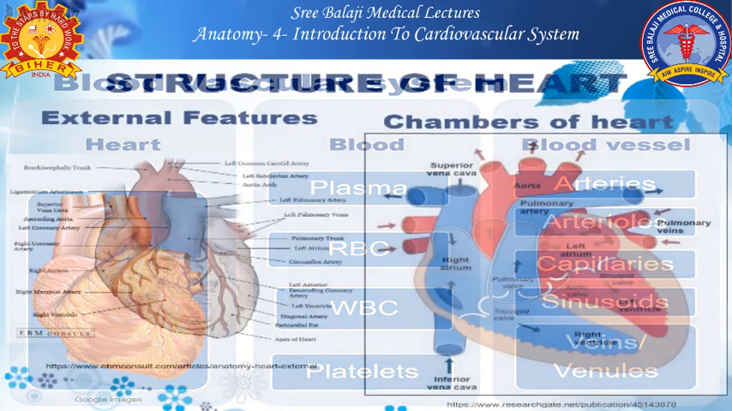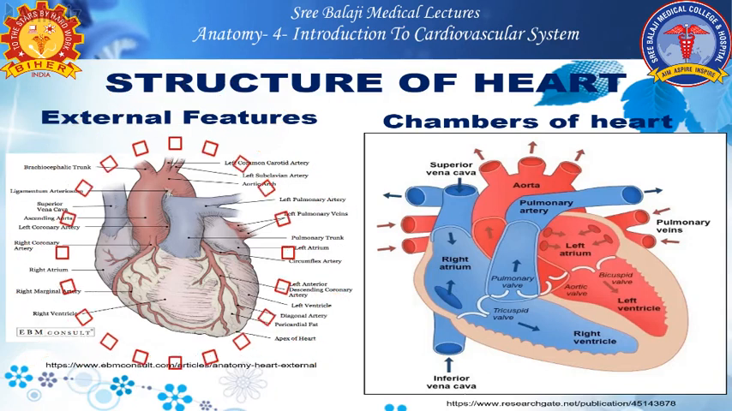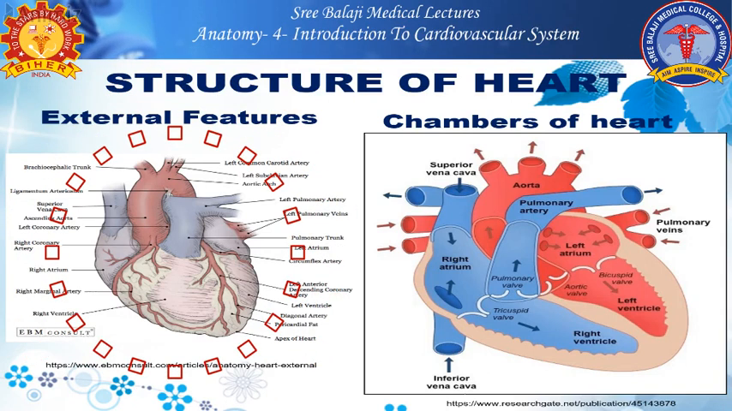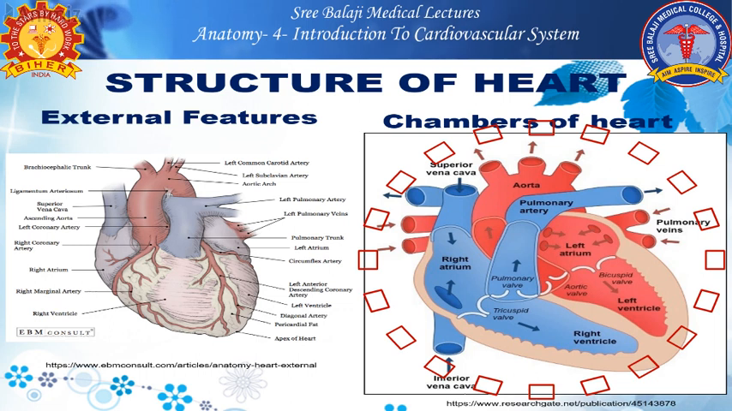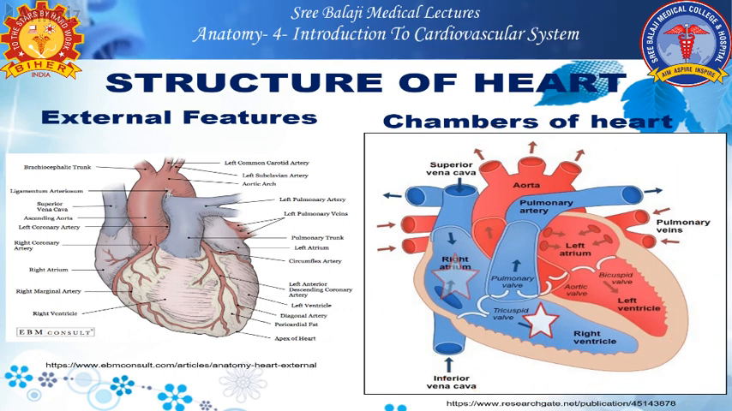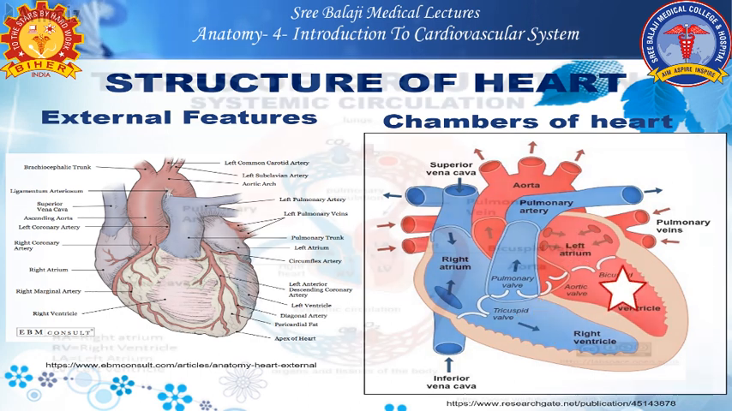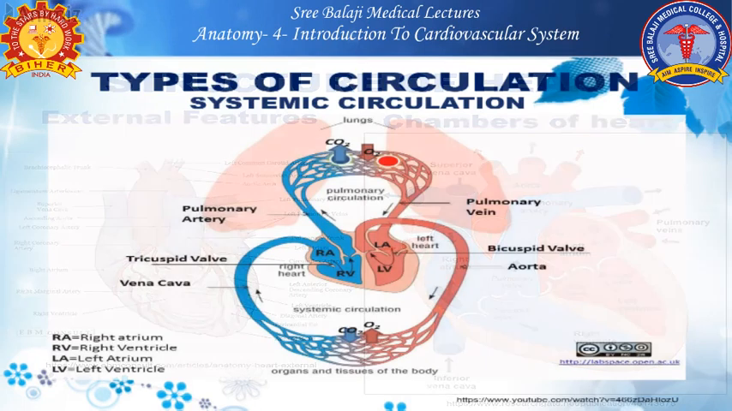Coming to the structure of the heart, this is the external features of the heart, and here you can see the internal feature, a schematic diagram showing the 4-chambered heart, that is the right atrium, right ventricle, left atrium and left ventricle. Let us know about the types of circulation.